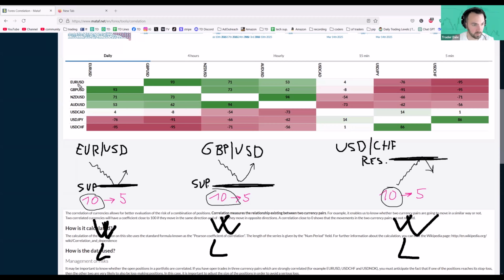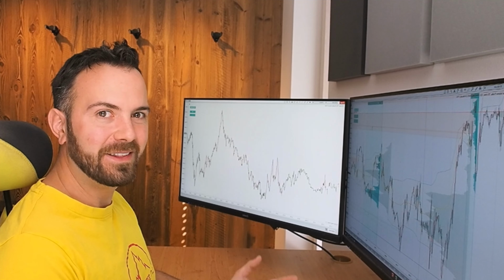And those are correlated. So if you look at this correlation table, euro dollar with the British pound, that's 93. If you look at the US dollar Swiss franc and the euro, it's 95. So if the US dollar starts to move, then it will affect all those three and the outcome will be very similar. Alright, so that was that.